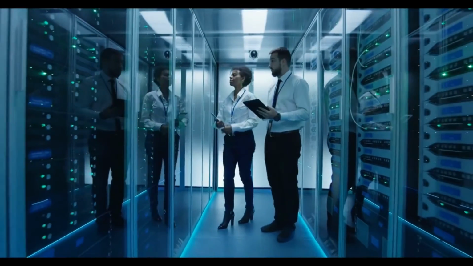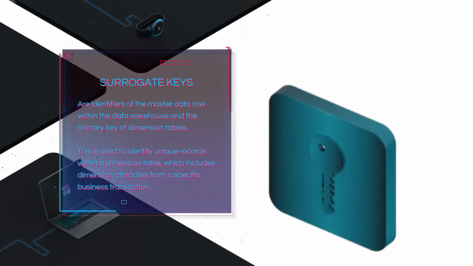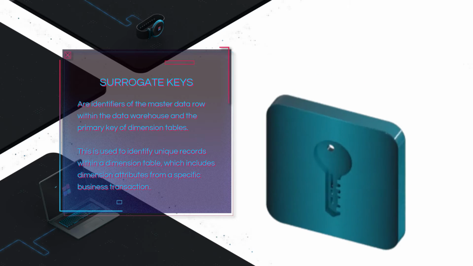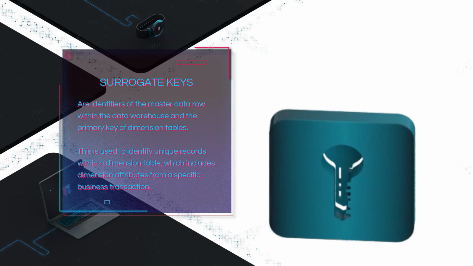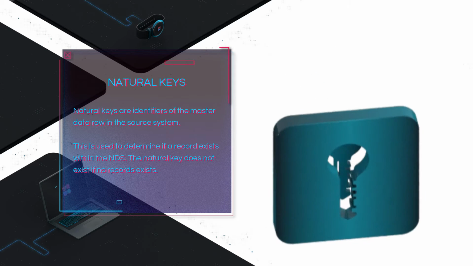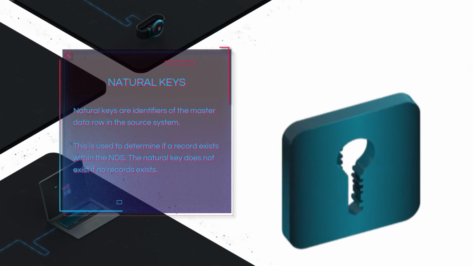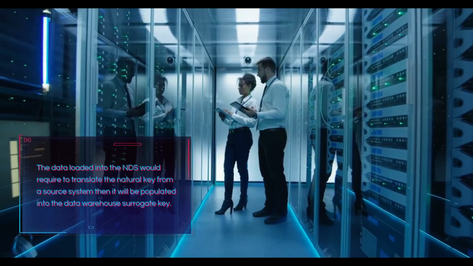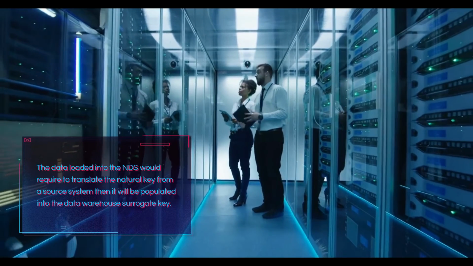Because of the numerous DDS, NDS tables use surrogate and natural keys. Surrogate keys are identifiers of the master data row within the data warehouse and the primary key of dimension tables. This is used to identify unique records within a dimension table, which includes dimension attributes from a specific business transaction. Natural keys are identifiers of the master data row in the source system. This is used to determine if a record exists within the NDS. The natural key does not exist if no records exist. The data loaded into the NDS would require translating the natural key from a source system, then it will be populated into the data warehouse surrogate key.